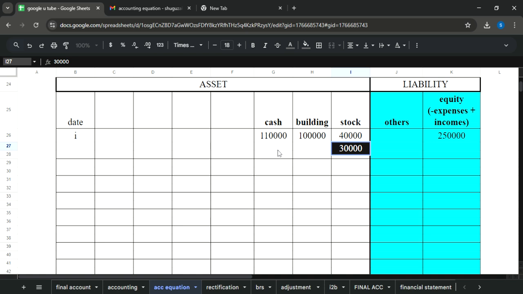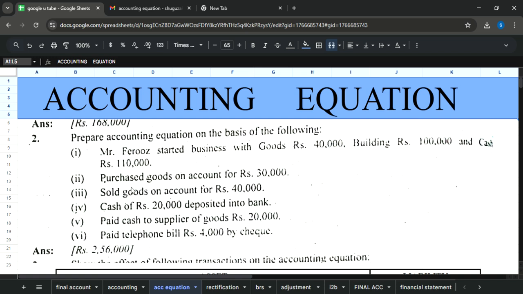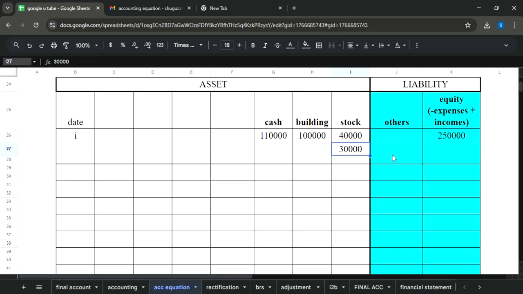Now the second effect is very interesting. Please note, purchase goods on account. That means goods you have purchased, the amount is still a burden on you. The amount is still payable. It means it is your liability. So we'll go to the liability side, and here liability would be increased by the same amount, 30,000. So understood? 30,000 goods plus, liability plus.